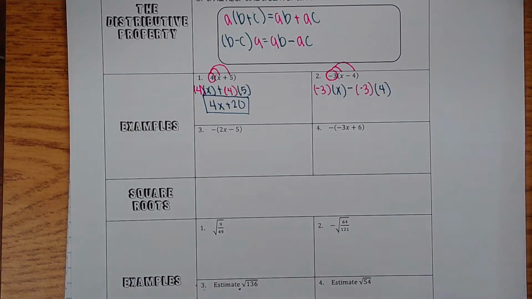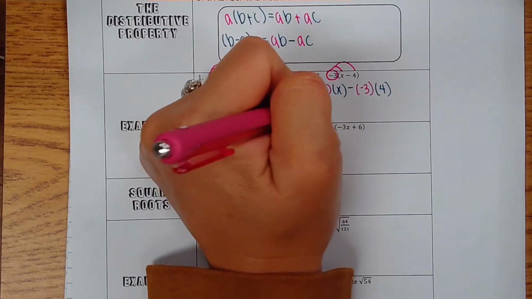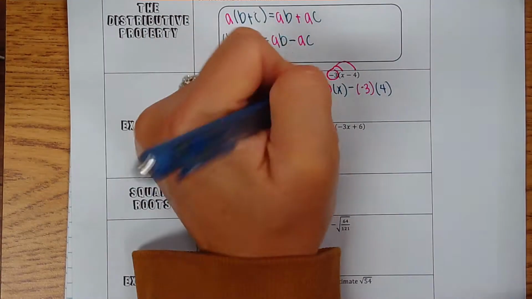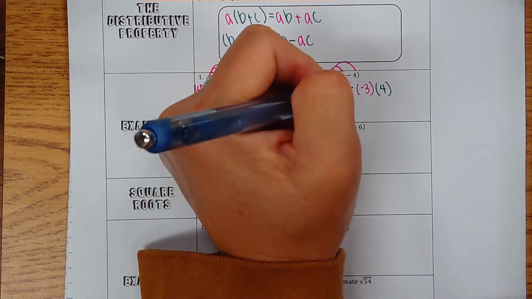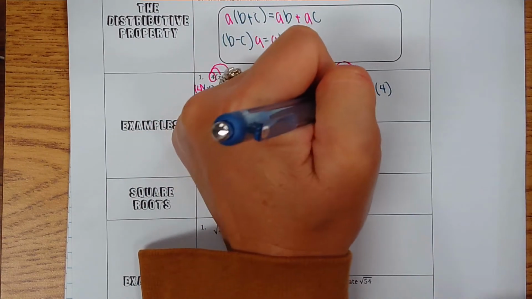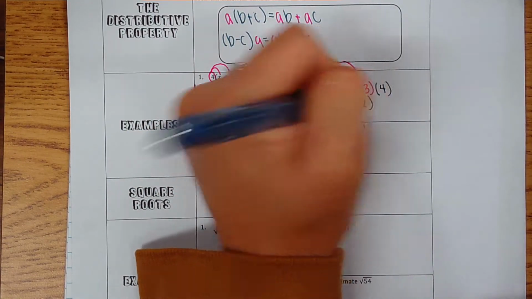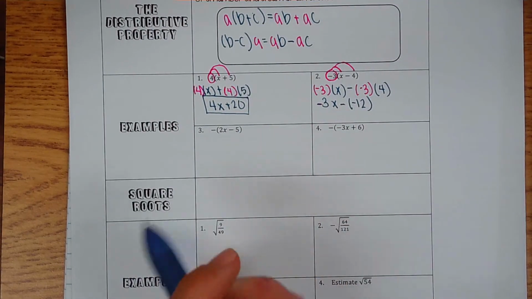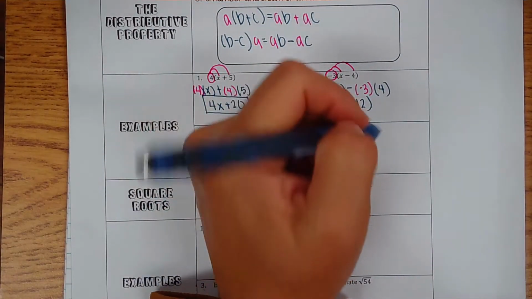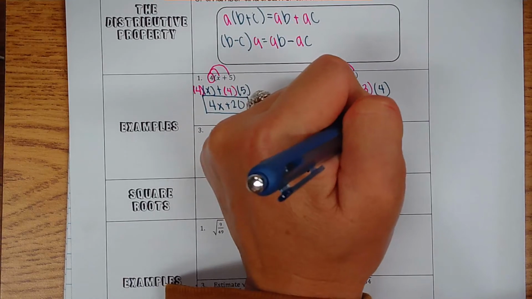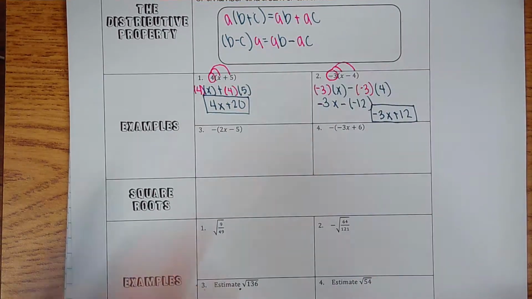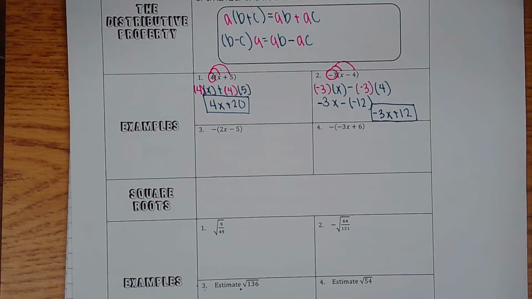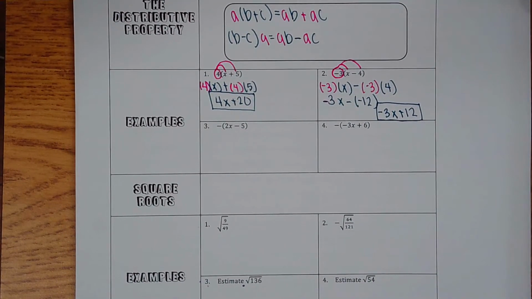I'm going to simplify that, excuse me, while I yawn. So, oops, wrong color. -3x minus -12. What happens when I have two negatives side by side? It becomes a positive. So this becomes -3x plus 12. All right, let's move along.